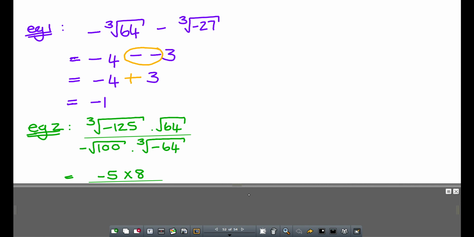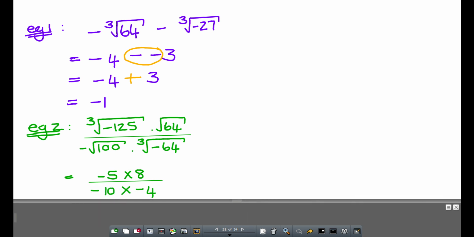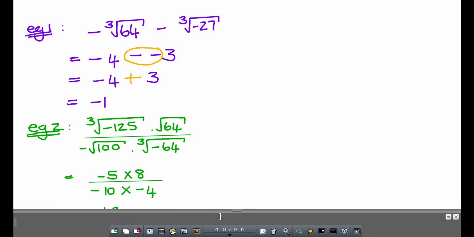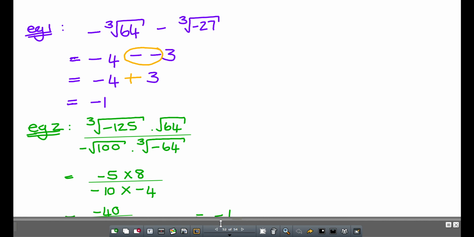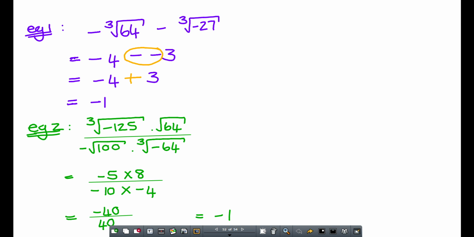Then at the bottom, that minus in front of that root is going to stay minus. Square root of 100 will be 10, times cube root of negative 64 will be negative 4. Now you will see that I got rid of all my roots. So now at the top I can multiply, and at the bottom multiply. Minus 5 times 8 gave me minus 40, and at the bottom minus 10 times minus 4, positive 40.